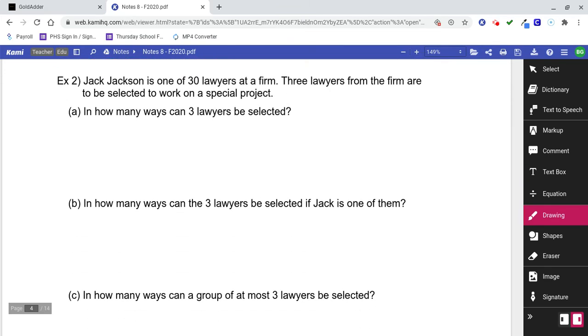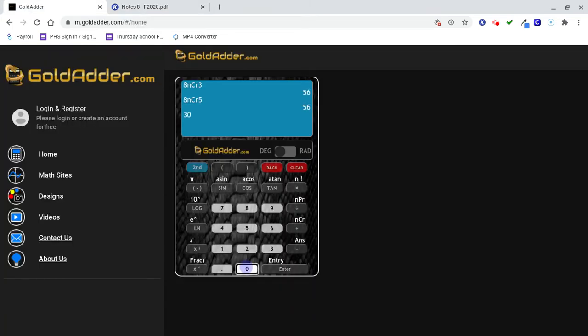Number 2, Jack Jackson is one of 30 lawyers at a firm. 3 lawyers from the firm are to be selected to work on a special project. How many ways can the 3 lawyers be selected? So the first thing you want to notice is I'm taking a group out of a group. See how you want 3 out of the 30? It's a group out of a group. So you need to ask yourself the question, does order matter or not? Okay. Does the order that I pick these lawyers matter at all? No, it doesn't. That makes it a combination. 30C3 is 4,060.